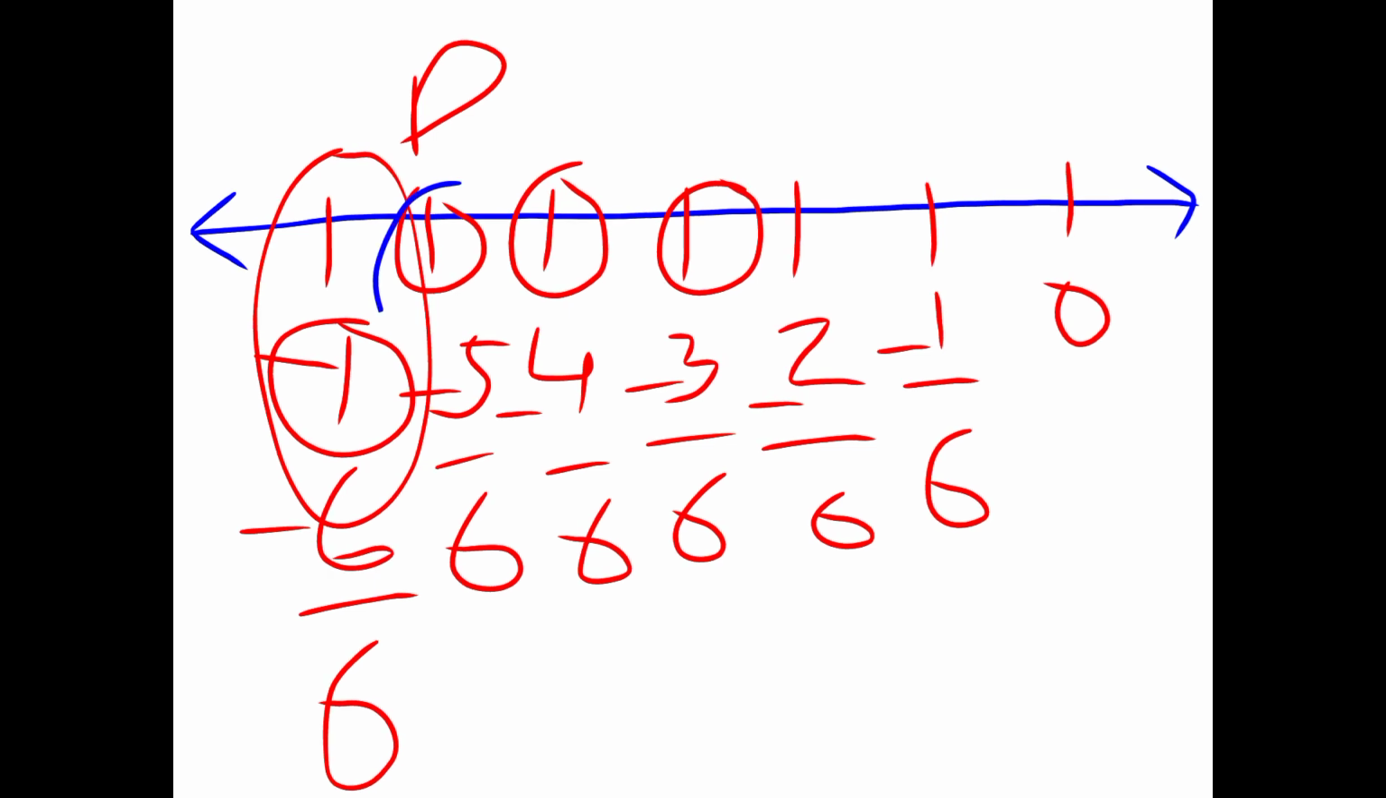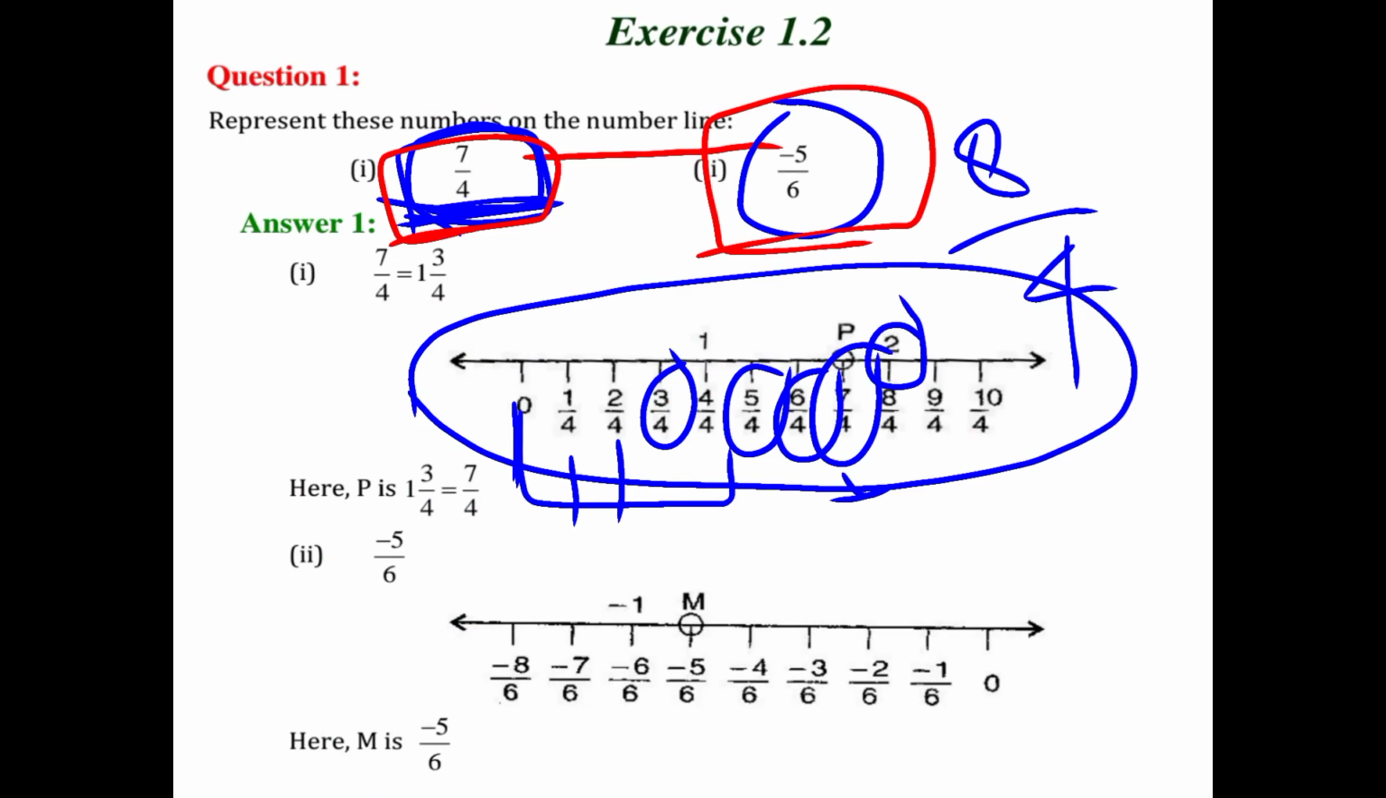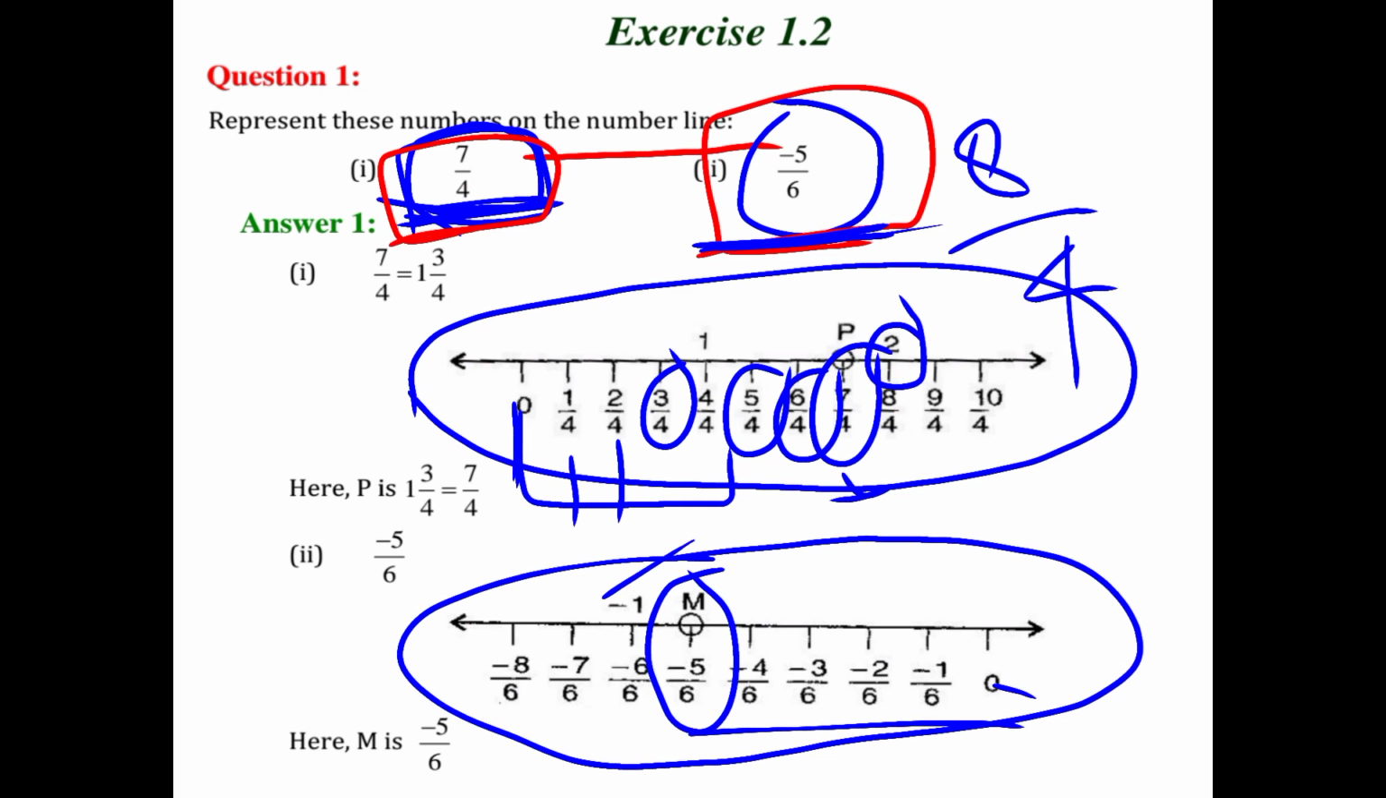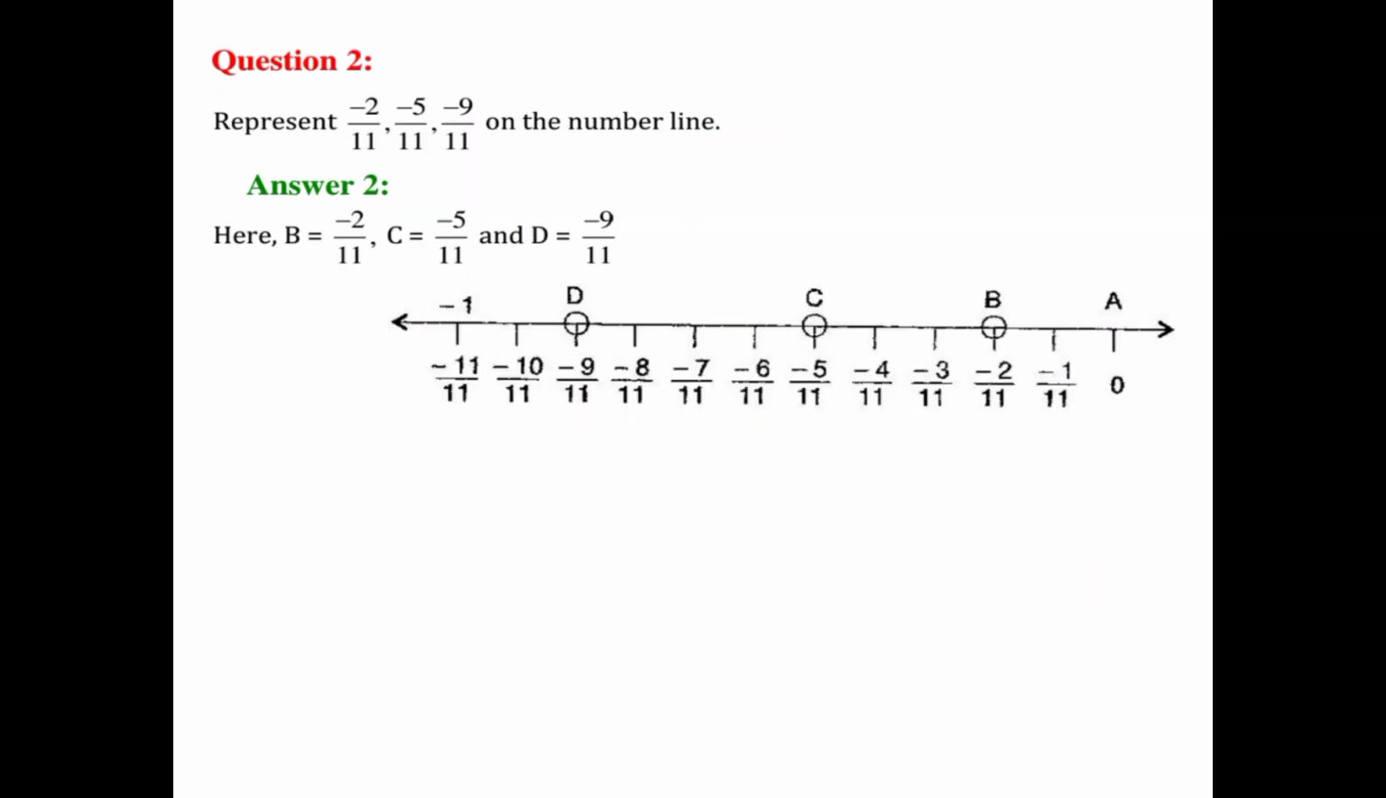So this is the point that we needed to represent. It was asked as the second part of question number 1. It's already solved here, you can check this answer as well, right? So the distance from 0 to minus 1 is divided into 6 equal parts and the point is situated here. Now question number 2.